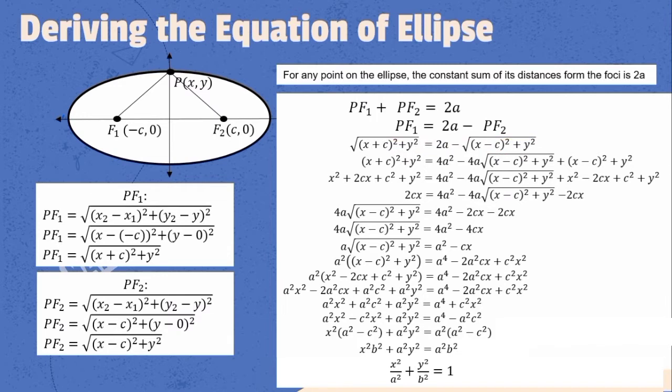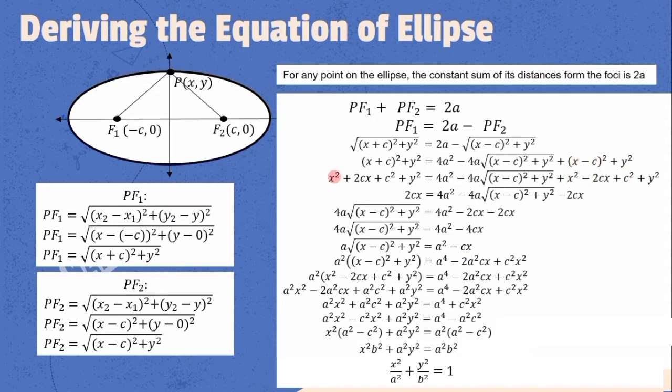To get rid of the radical symbols, we will be squaring both sides. This will give us the following results. The next step is to expand the binomial. So (x + c) squared is equal to x squared plus 2cx plus c squared, while (x - c) squared is equal to x squared minus 2cx plus c squared.